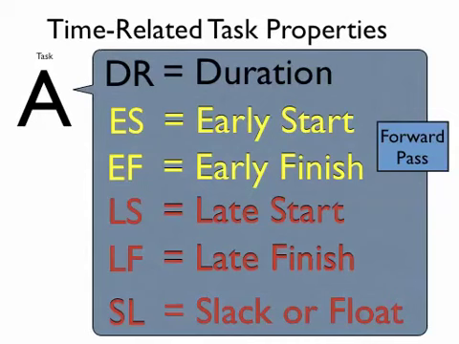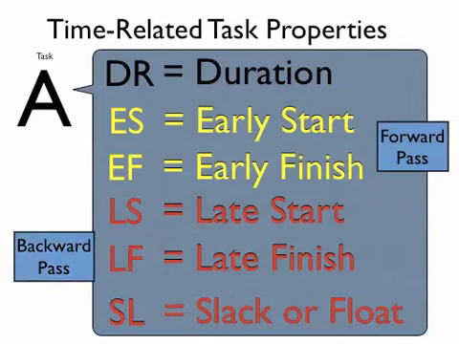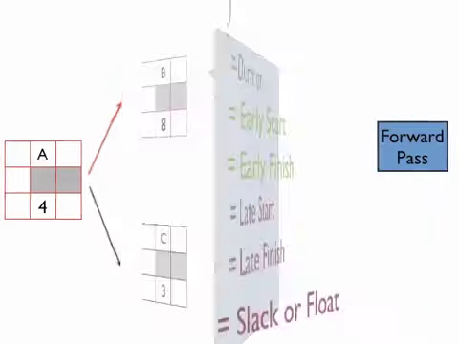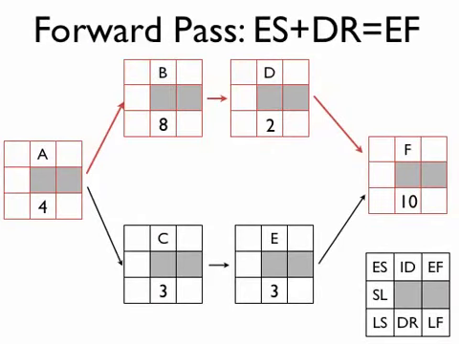After we do the forward pass, we can then determine the late start and the late finish. Those are simply the latest times that this particular task can start or finish without affecting the rest of our project network, through a process called the backward pass. Once that backward pass is completed, we can also determine the slack or the float. So let's go ahead and look at that.